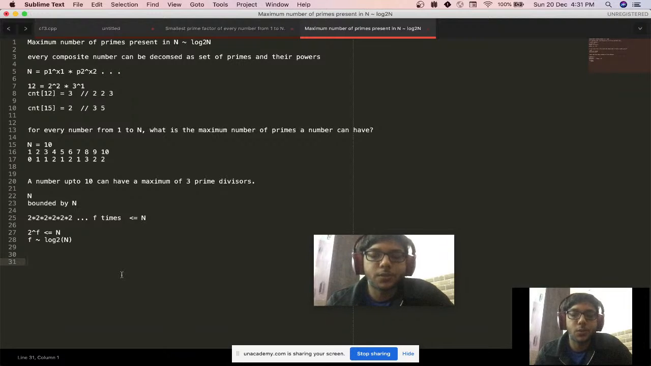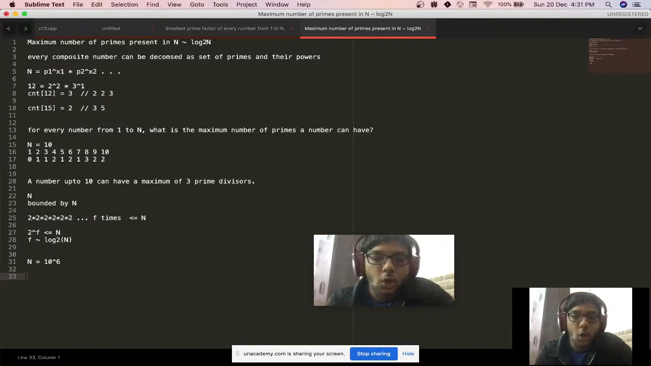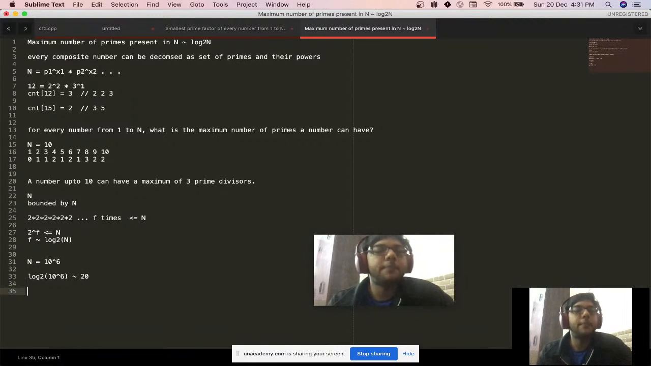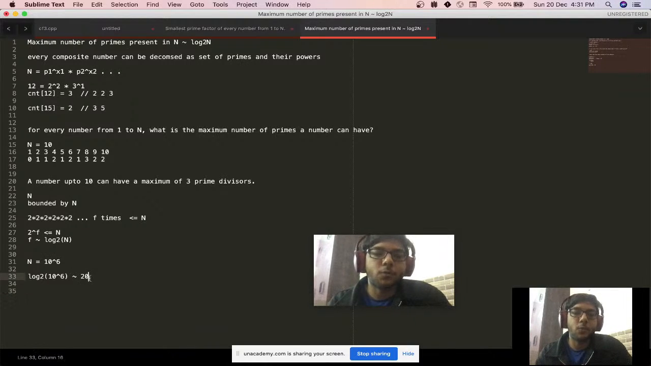Let's say we have n equals 10 power 6. Let's say the numbers can go up to 10 power 6, and my solution depends upon how many maximum primes any number from 1 to 10 power 6 can have. I can find that by log with base 2 of 10 power 6, and that is around 20. So I can safely say that there can be at max 20 prime divisors of any number in the range 1 to 10 to the power 6. So this 20 is the bound that I'm going to use.